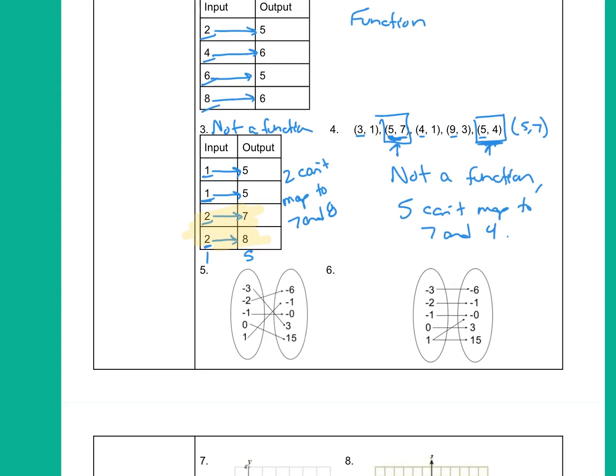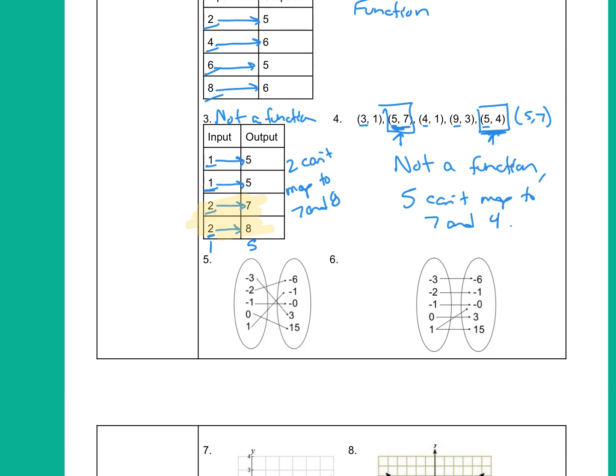Looking at the next one, this is a mapping diagram. And this one's kind of easy because you just have to follow the arrows. So this first one tells me that -3 maps to 3. The -2 maps to -6. -1 maps to 0. 0 maps to 15. 1 maps to -1. It's always x first and then y. So none of the x values repeat, so then it must be a function. Because remember, it's when the x values repeat that we need to check something.